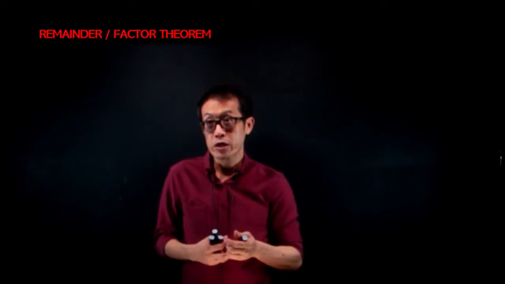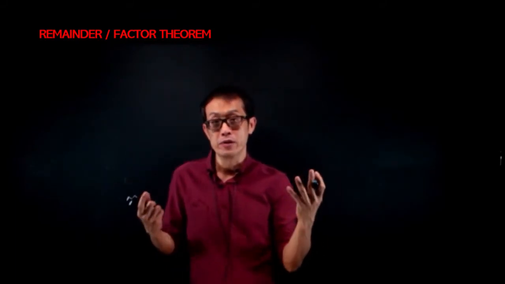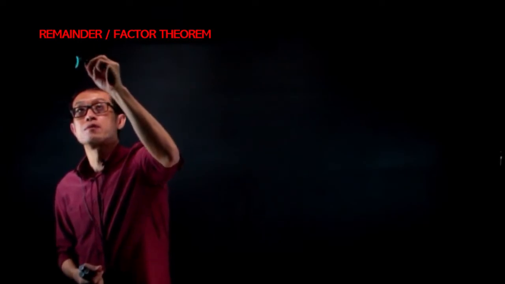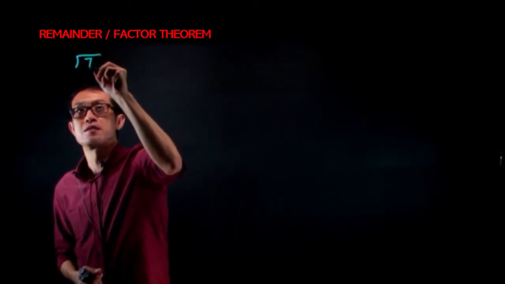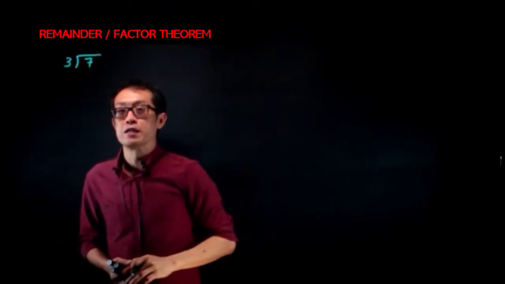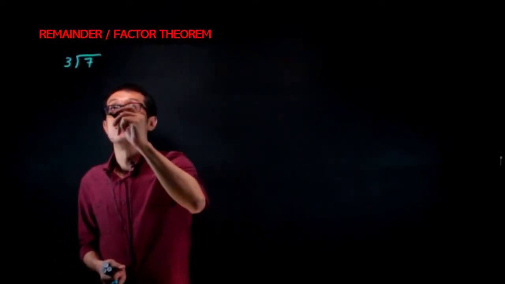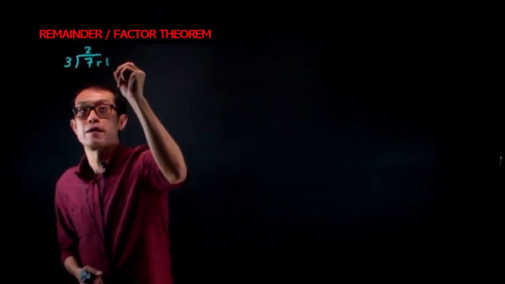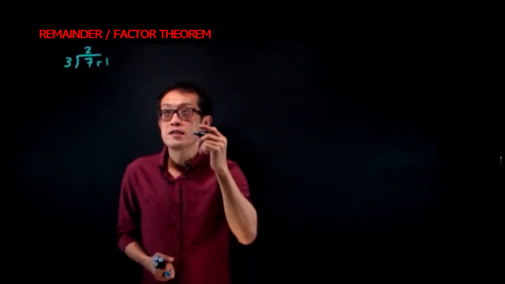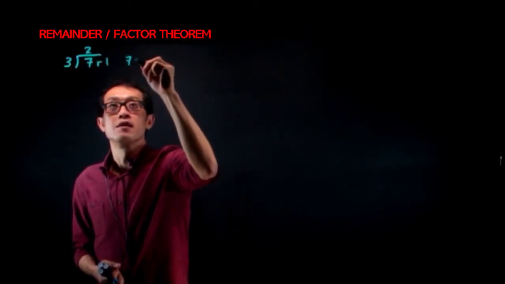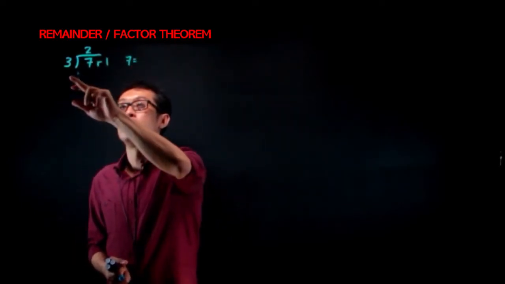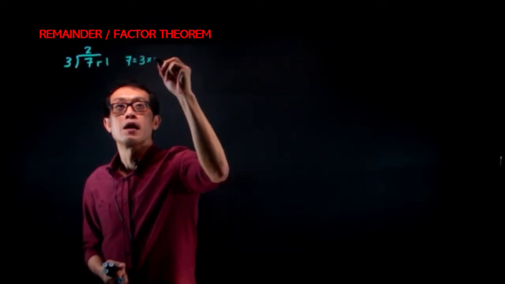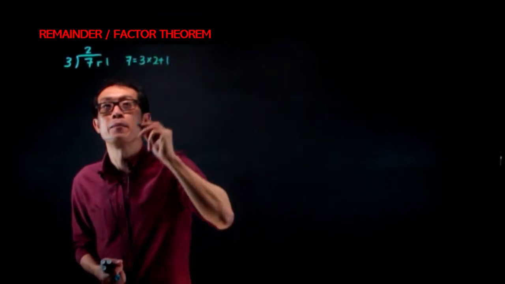Now let us recall in primary school, you learn about division. Let's say we use a number 7 divided by 3. What is the answer? You will get 2 and remainder 1. So you can say that 7 is equals to 3 times 2 plus 1.